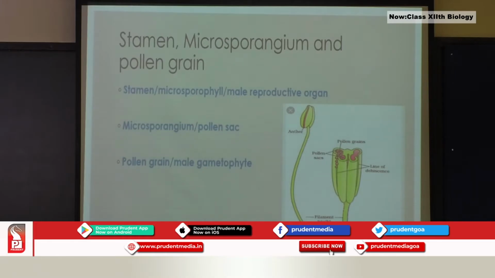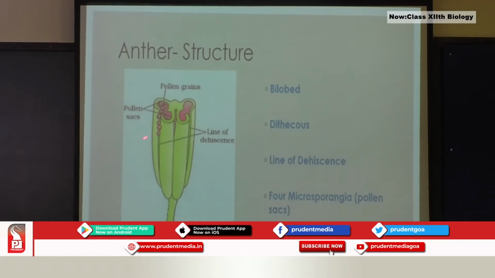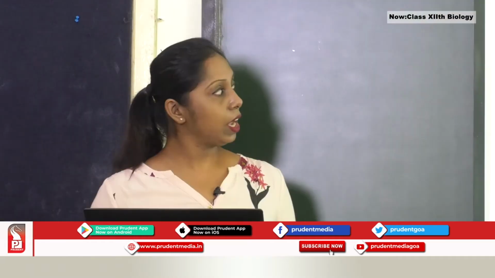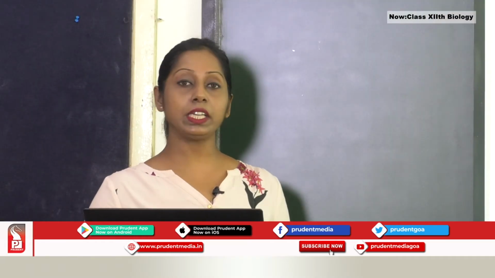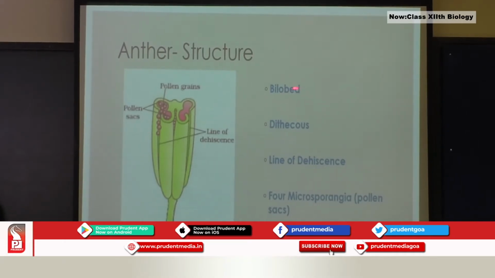Moving on, a little more in details about the anther structure. As you can see here, the magnified view of the same image that you saw in the previous slide. The anther is bilobed. It is dithecous. Why is it called dithecous? Because each lobe has 2 theca. Di refers to 2. So since each lobe has 2 theca, it is a dithecous anther.